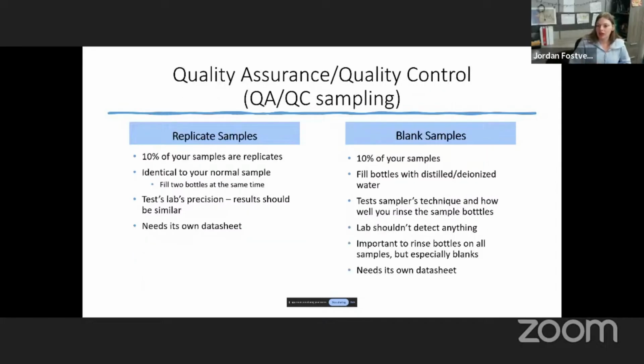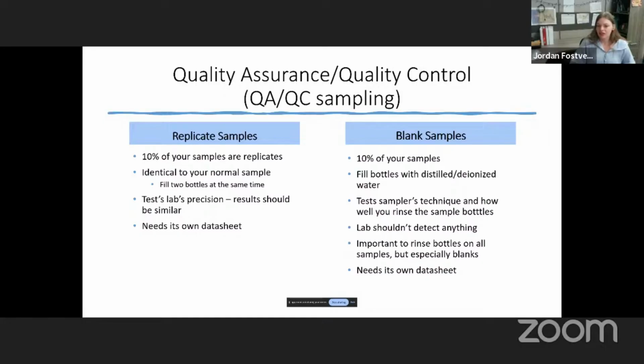This is more detail on the quality assurance, quality control sampling, which we call QA/QC sampling. QA/QC sampling has to account for 20% of your total number of samples. And that's a calculation we'll do for you. We'll let you know, we'll outline all of the sampling in your plan. So the replicate samples account for 10% of your samples.